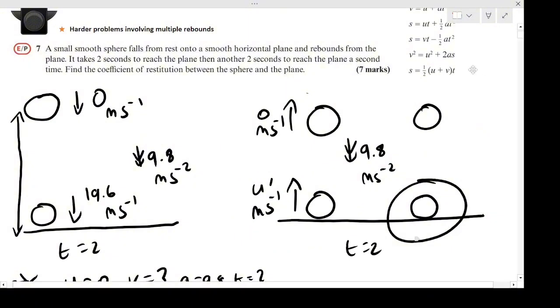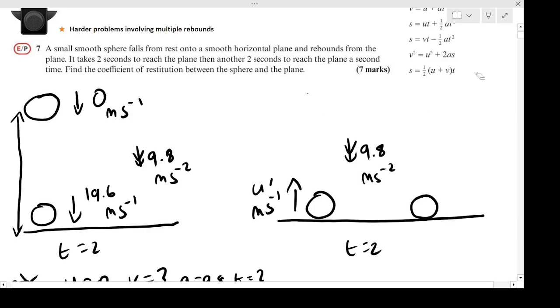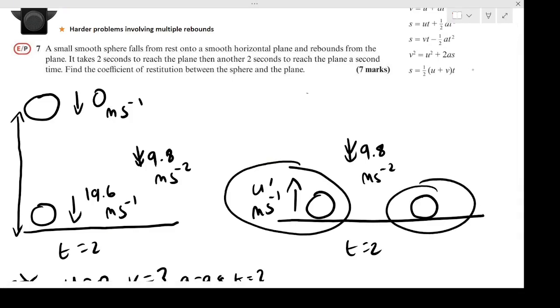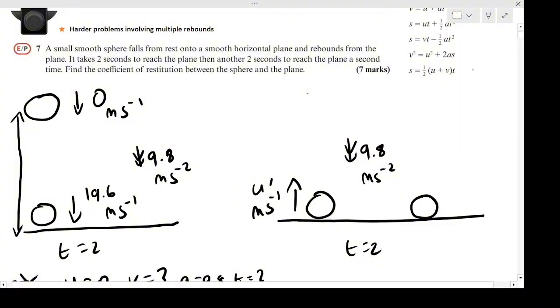So it might be more useful to consider this as my initial and final point. Initially it leaves the floor, then finally it returns back to the floor. And I know that time, so it might be more useful to consider this. So let's say we call this final speed V dash here.